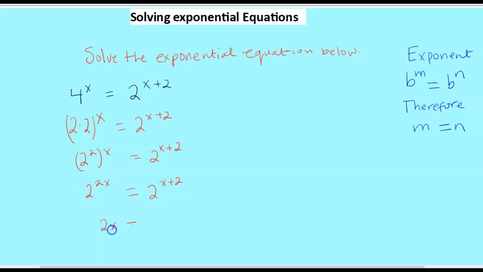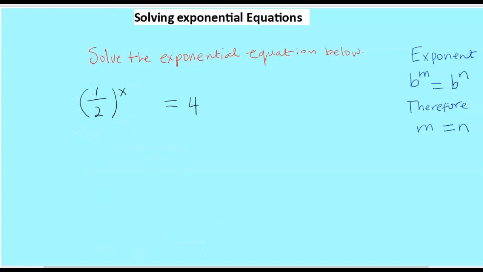2x must be equal to x plus 2. This is a linear equation. We have to combine like terms. There is 2x here, there is 1x here, so we take the smaller to the bigger. Here we subtract x from here, and we repeat the same thing here, so that this becomes 0. Here we got 2, and here we got 1x, and that's the answer.